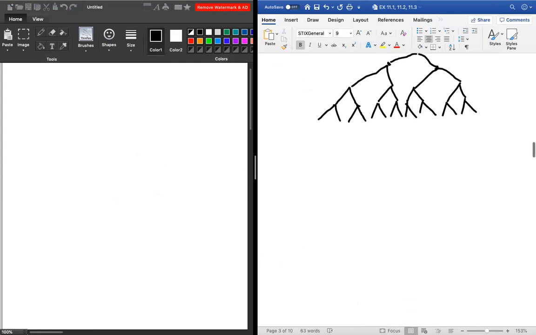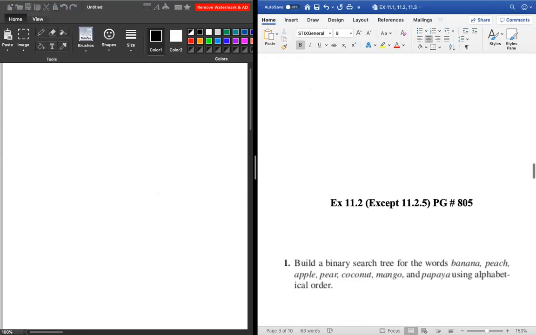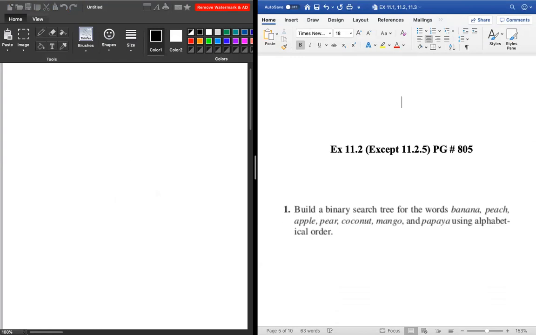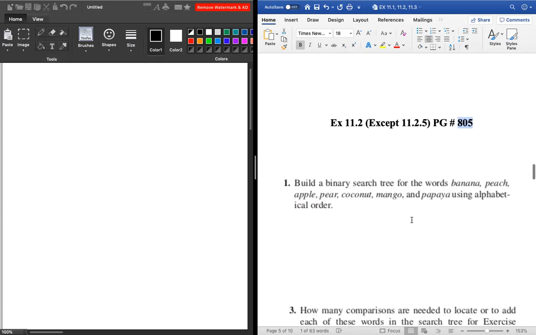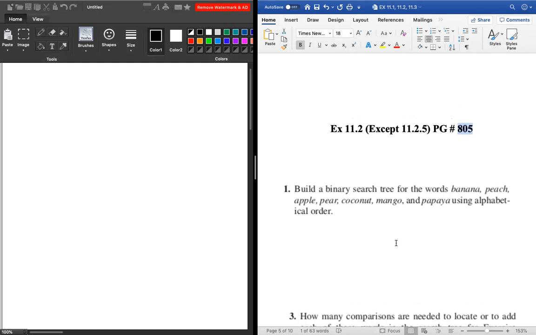Okay, cool. All right, let's move on to the next one. So the next exercise we have is exercise 11.2, except 11.2.5, which we're not covering. And it's available on page 805 of your textbook. So the first question is basically we have to build a binary search tree for the words banana, peach, apple, pear, coconut, mango, and papaya using alphabetical order, right?